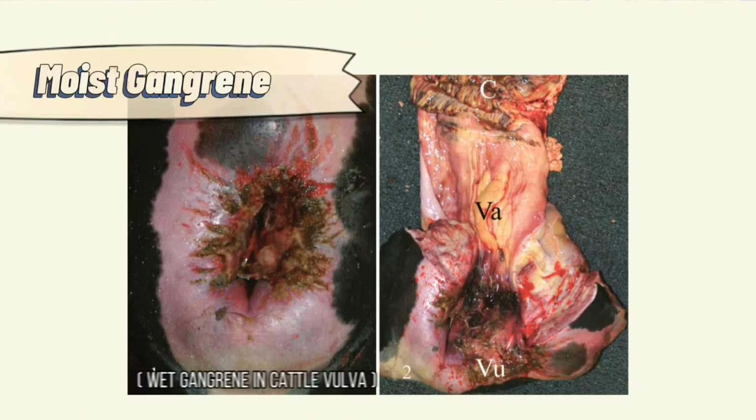Next type is moist gangrene. Moist gangrene mostly occurs in the internal organs of the body like the lungs, intestine, and stomach. Moist gangrenous tissues appear red, green, gray, or black in color as a result of sulfide formation.